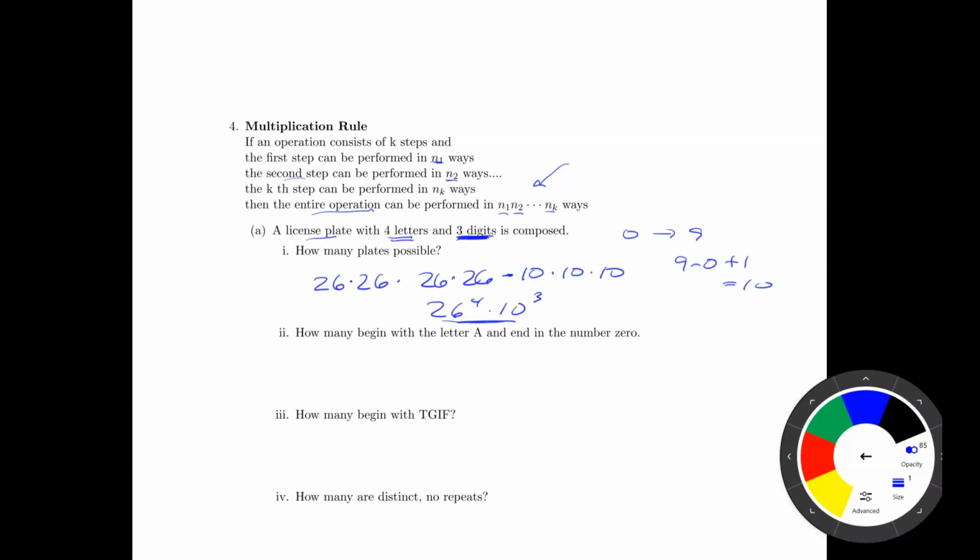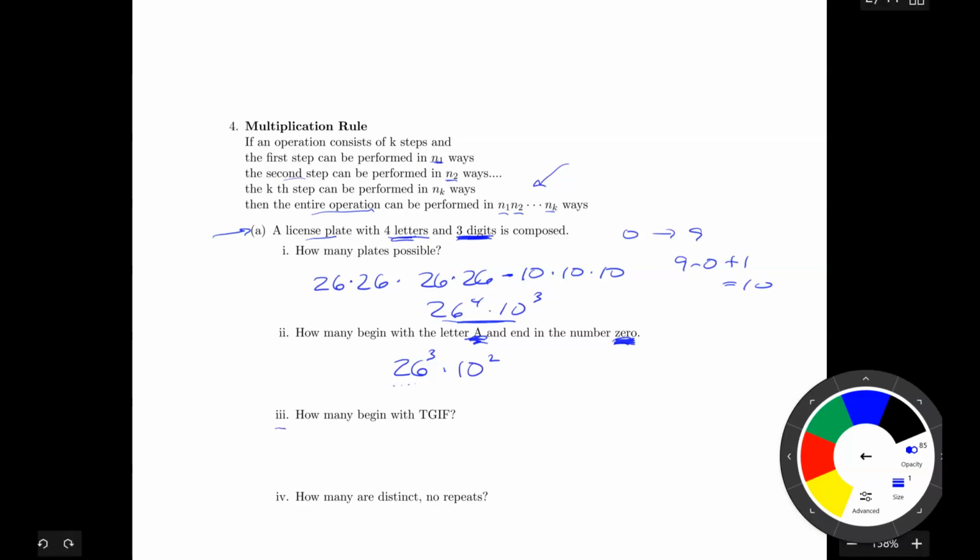Okay, so how many license plates, with the same criteria, 4 letters and 3 digits, start with the letter A and end in the number 0? If I'm starting with the letter A and there's 4 letters, that means there's only 3 letters to choose. So I have 26 cubed for the 3 choices of the different letters. And if I'm ending in the number 0, I'm only choosing 2 digits. So I've got 2 tens.